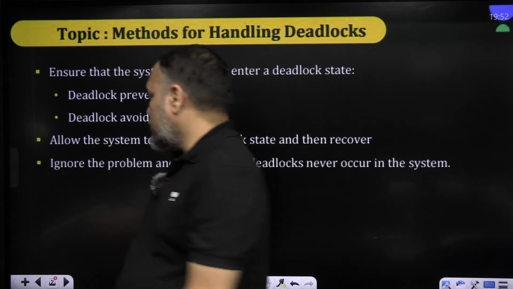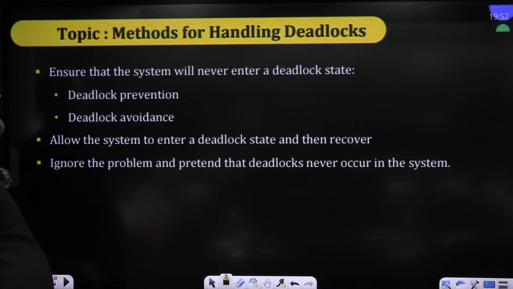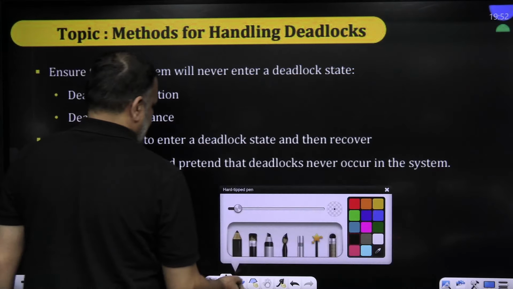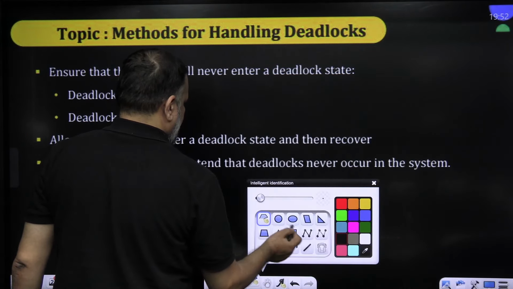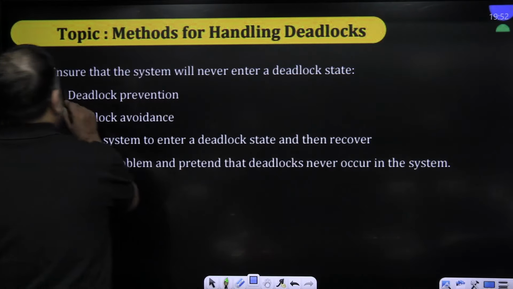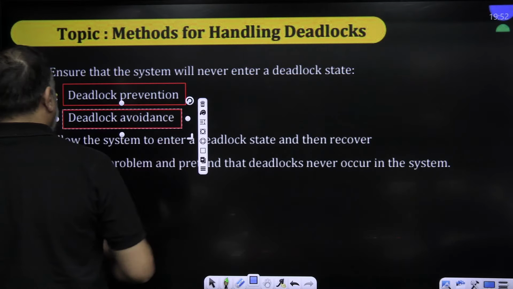In the last class we said, summarizingly, that deadlock handling strategies are essentially methods for handling deadlock. We have deadlock prevention, and deadlock avoidance as the second approach.